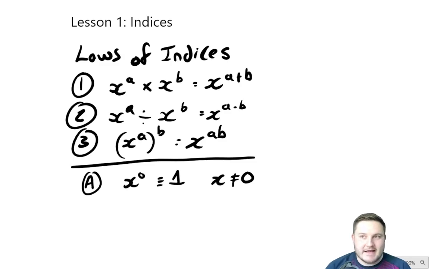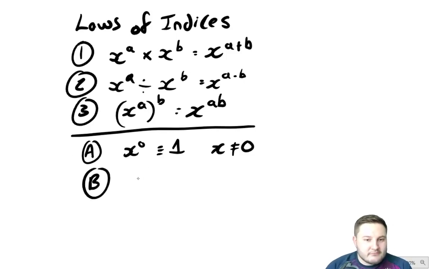And again, the reason why it can't be, that links to logs as well. So logs and powers are like the inverses of each other. But there is a key fact there that tells you why you can't do 0 to the power 0 and say that it's equal to 1. But as long as x is not equal to 0, anything raised to the power 0 is equal to 1.